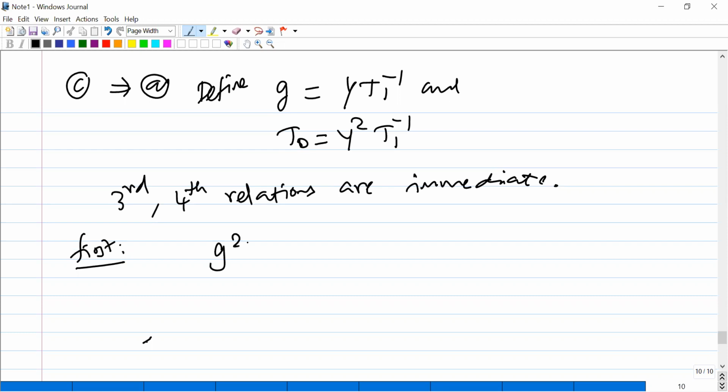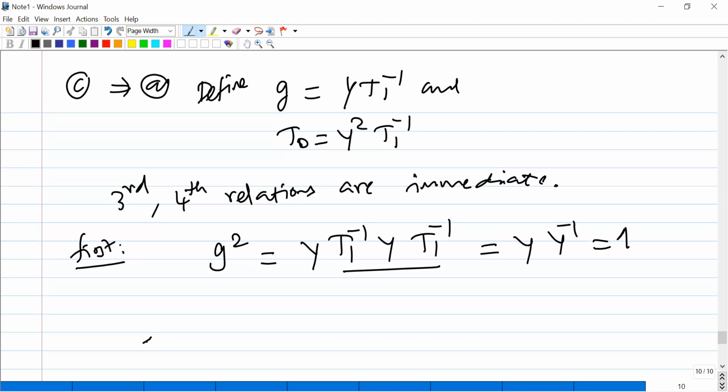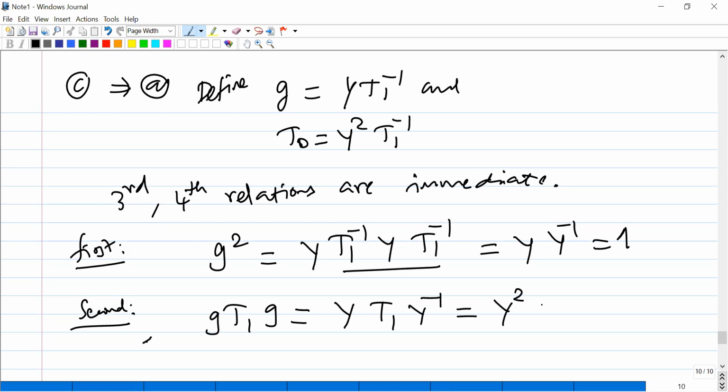Now we will see what will happen to the first. We need to compute G square. G square is Y T1 inverse, Y T1 inverse. If I replace this by Y inverse, then I get identity. The second relation, G T1 G: if you just work it out, it is exactly equal to Y T1 Y inverse, which is Y square T1 inverse, that is equal to T naught. So this is also verified.